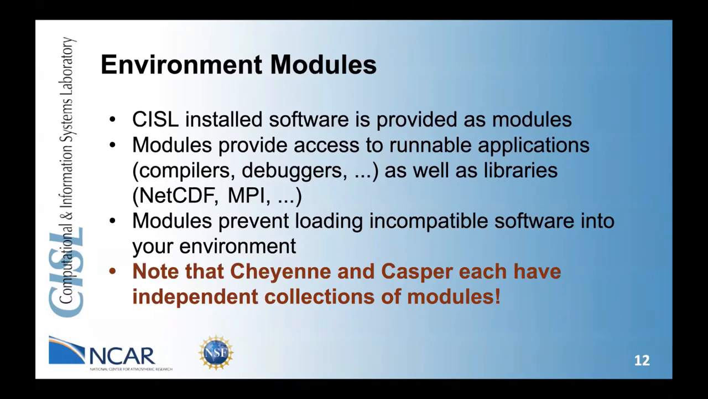And the reason modules is particularly handy is because it doesn't show you everything that's out there. It gives you a subset of stuff that will work together, which is good because there's a lot of stuff and a lot of it doesn't work together by default. So modules helps you straighten out and keep track of the things that will play nicely with each other. Cheyenne and Casper both have modules, but it's important to note that they're different collections of modules. So all the stuff on Cheyenne will not be available on Casper and vice versa. Some of the things that are available on both might have different versions as well. So just keep in mind they are different systems.